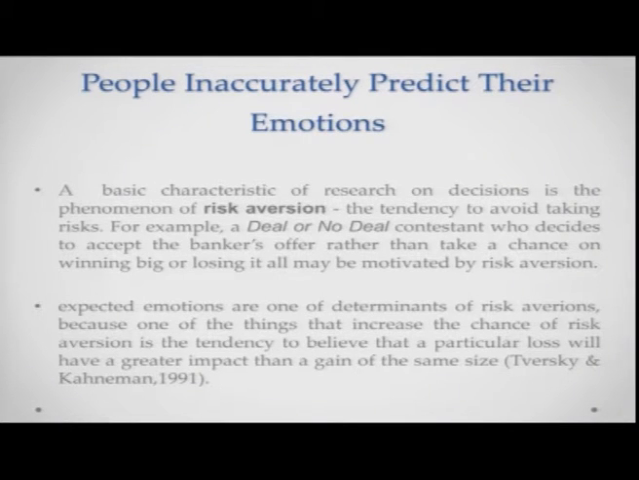Expected emotions are one of the major determinants of risk aversion, because one of the things that increases the chance of risk aversion is the tendency that a particular loss will be rated as highly negative. You will assume that if I lose this, I will feel so bad that I shouldn't lose this and I should take the more cautious choice. I should be the more conservative choice maker. For example, let us take a real example at hand. If people believe it would be very disturbing to lose $100, but only slightly pleasant to win $100, then this would cause them to decline a bet for which the odds are 50-50.